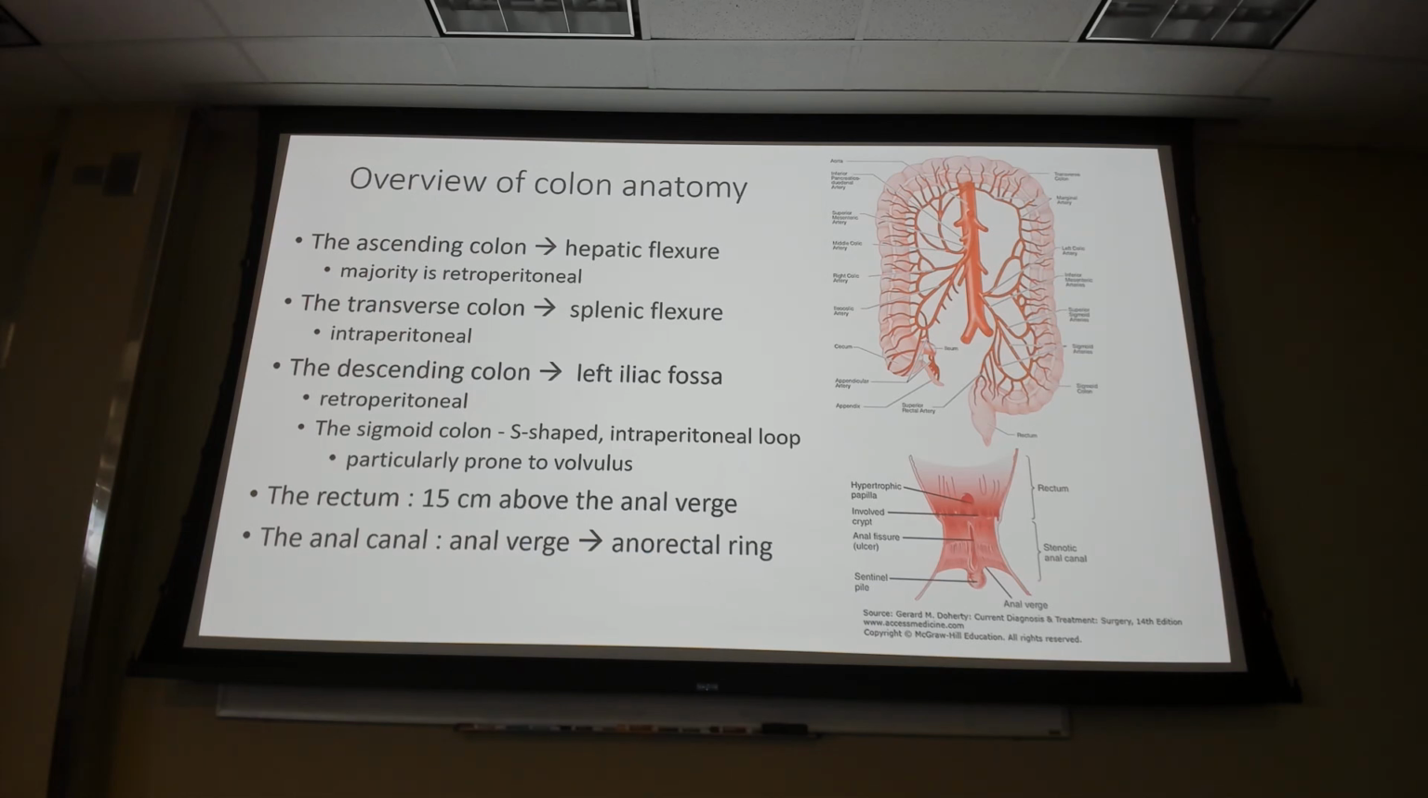So, the ascending colon to the hepatic flexure is retroperitoneal, and then you get your transverse to your splenic flexure, which is intraperitoneal, and your descending, which is retroperitoneal. And then it's important to remember the sigmoid is particularly prone to volvulus. So that's more commonly where you're going to see that. And then obviously we have our rectum and our anal canal.